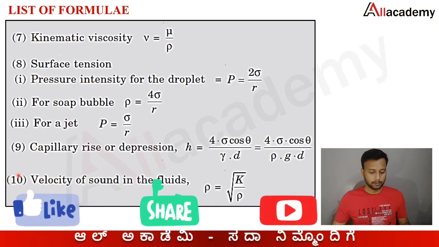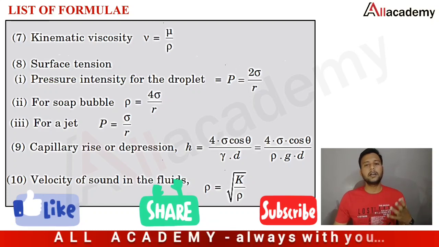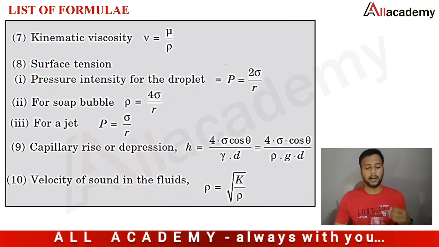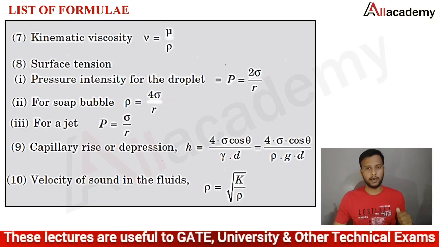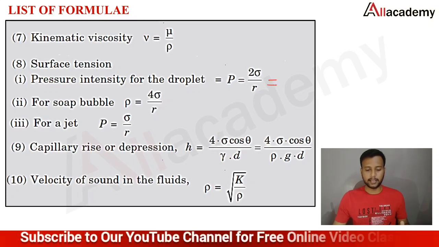Before we solve today's numericals on surface tension, capillary phenomena and the velocity of sound in a fluid, here are the important formulas that you have to remember. The first thing is surface tension. In surface tension we have observed 3 types: one is a liquid droplet, another is a soap bubble, and another is a liquid jet. So this is in terms of radius.